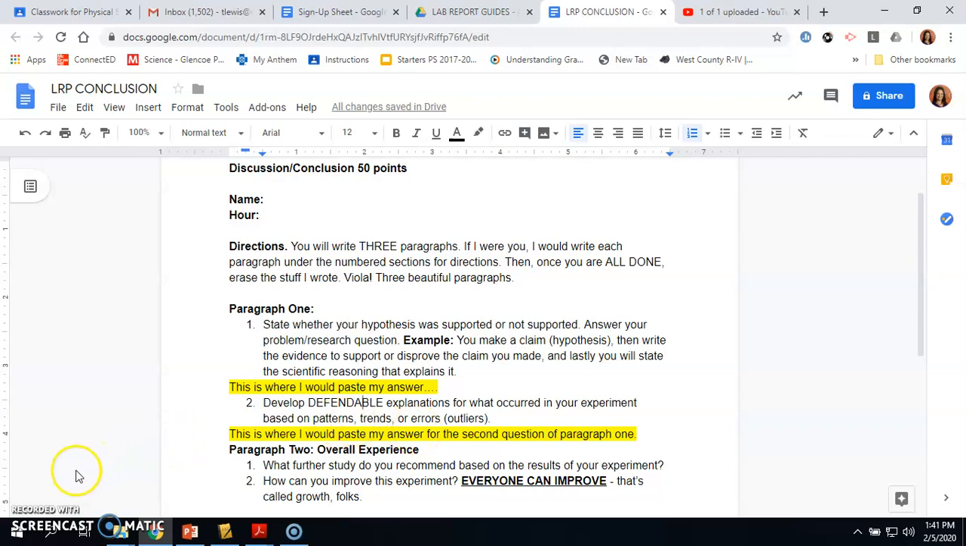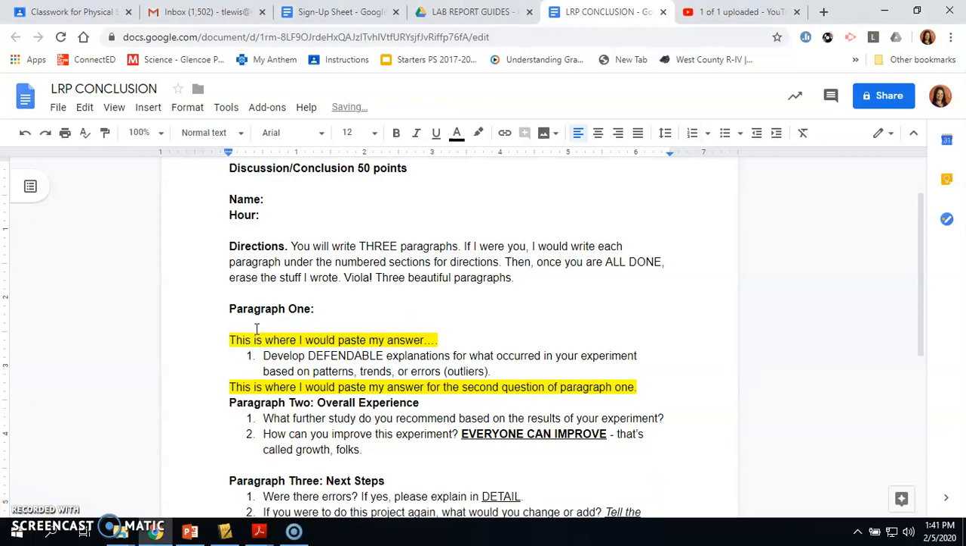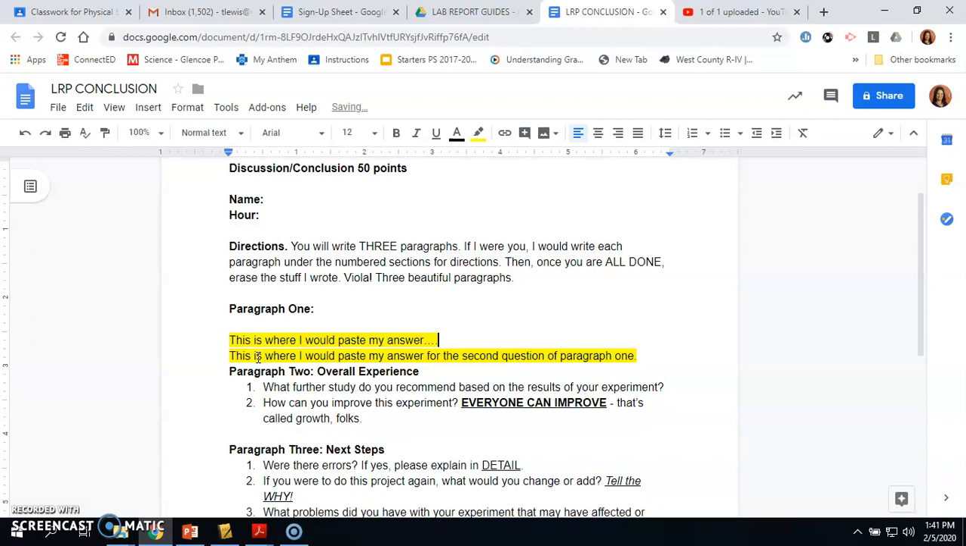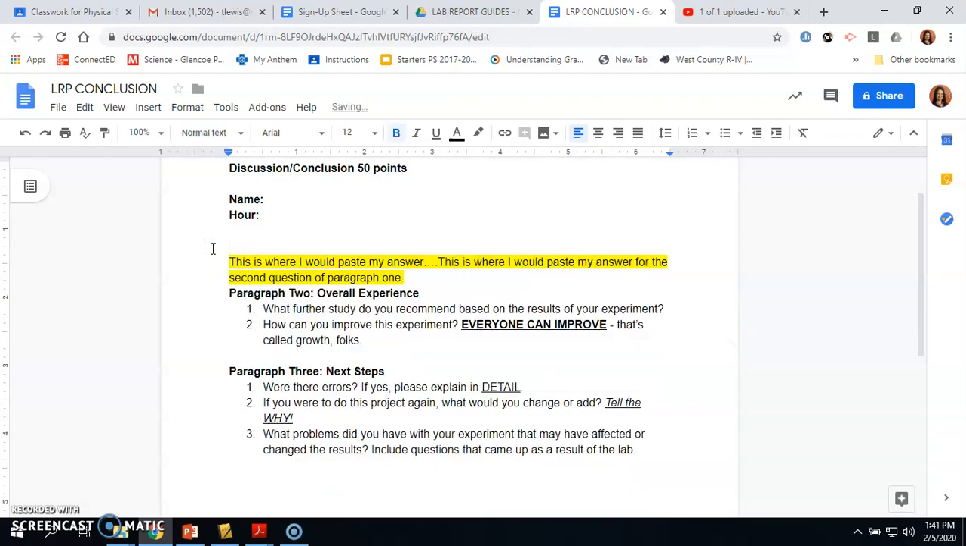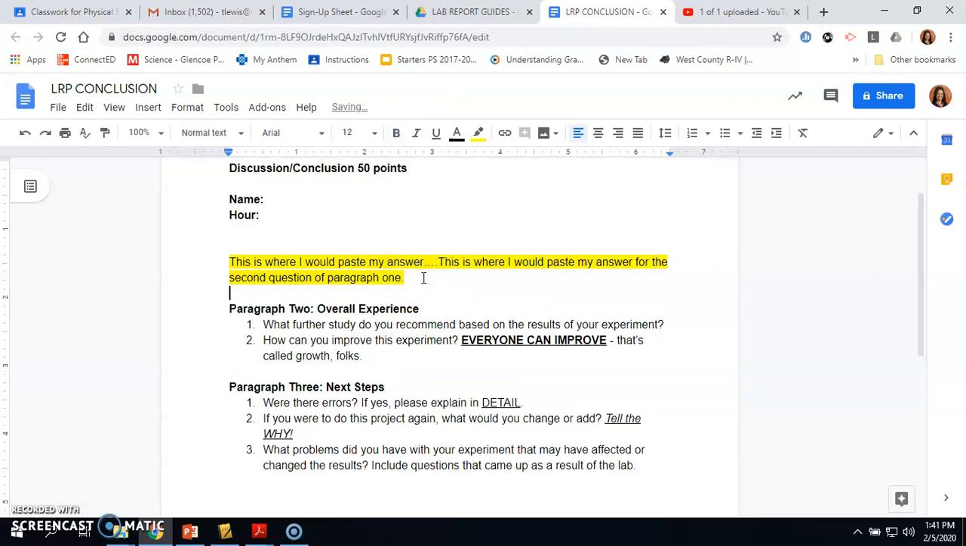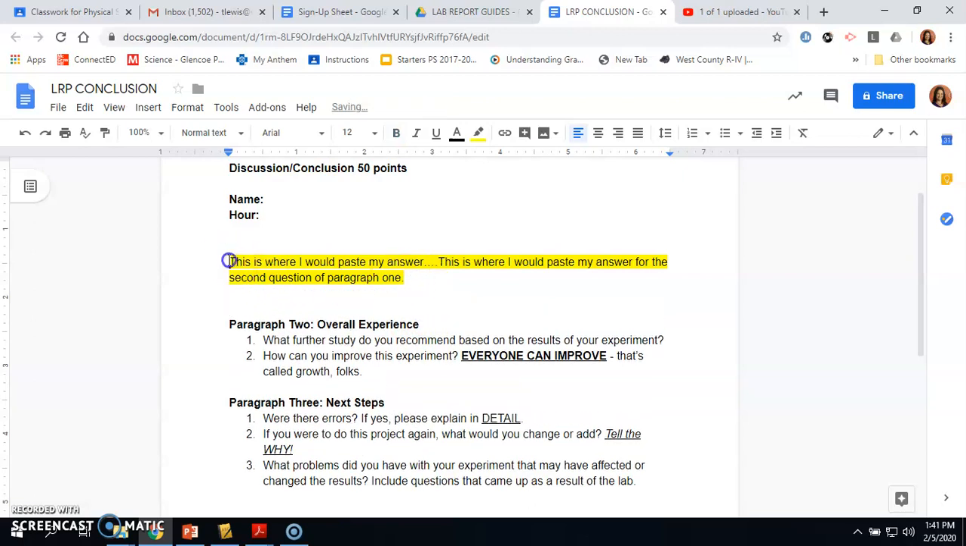Once you're done with paragraph 1, you're going to come up here and you're going to delete everything I wrote. It's not there anymore. No longer exists. I'm taking out all of that. We don't need it. That's my paragraph 1. Paragraph 1 is now done. Okay? And there we go. Paragraph 1. So let's look at paragraph 2.